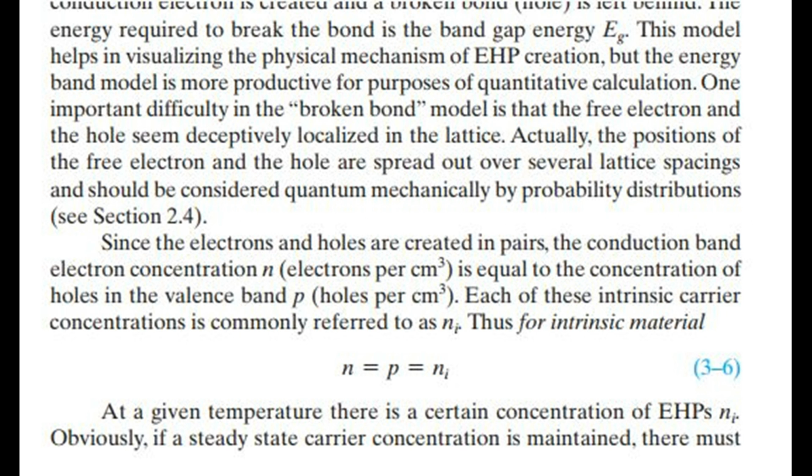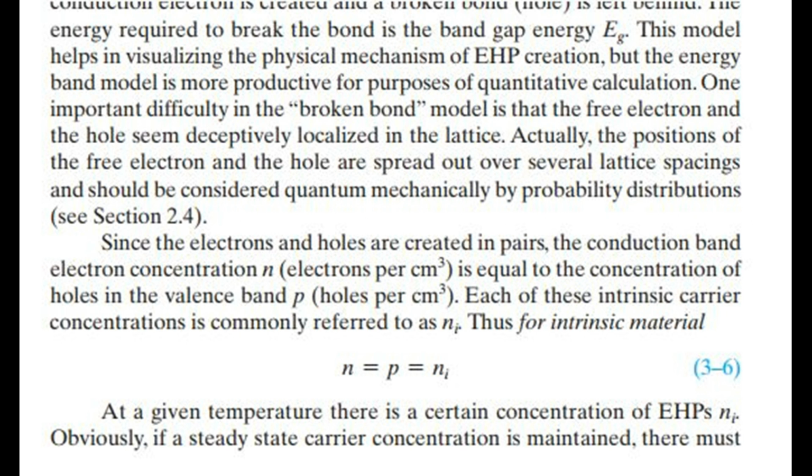One important difficulty in the broken bond model is that the free electron and the hole seem deceptively localized in the lattice. Actually, the positions of the free electron and the hole are spread out over several lattice spacings and should be considered quantum mechanically by probability distributions, see Section 2.4.